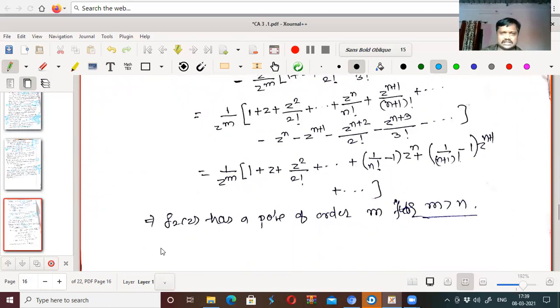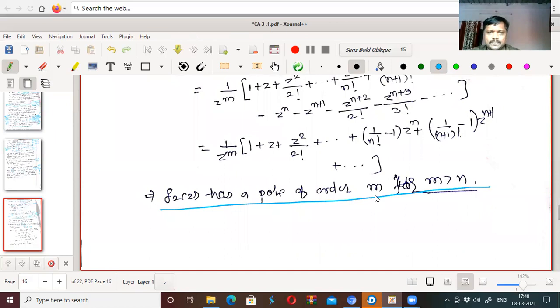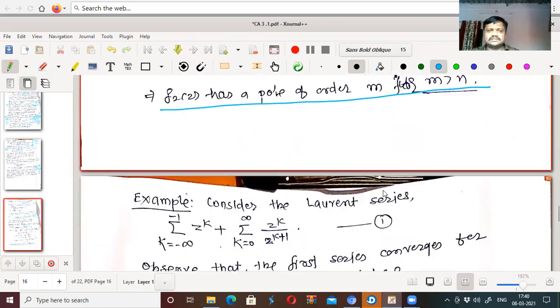So f2(z) has a pole of order m if m is greater than n. Why? Because 1 upon z raised to m is there, so the coefficient of this is highest. So it contains a principal part. So f2(z) has a pole of order m if m is greater than n.